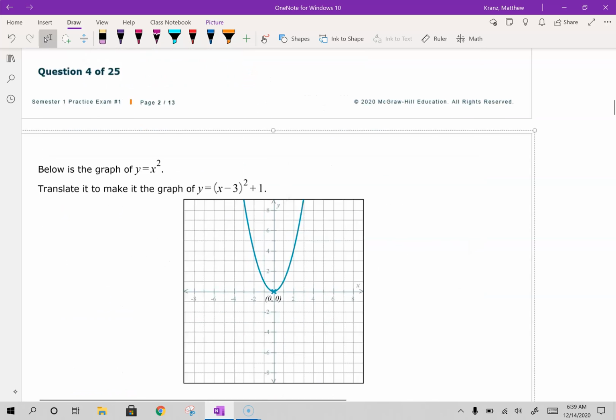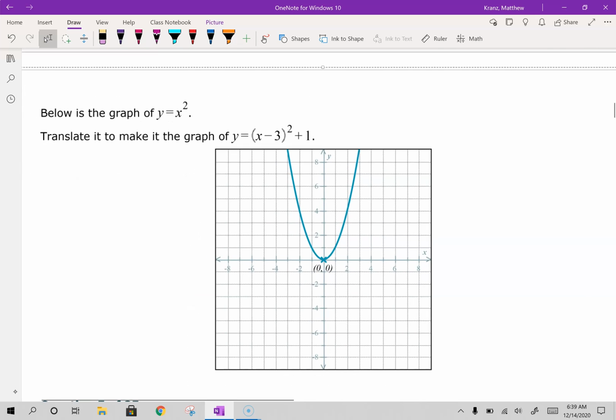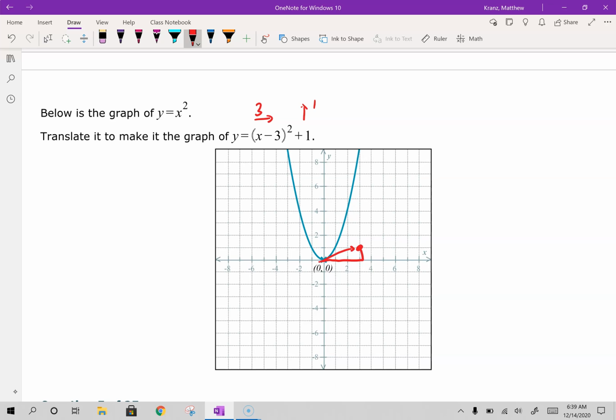Below is the graph. Translate it to make it the graph of this, right? So -3 just means 3 to the right. Plus 1 means 1 up. Remember, add to x, go left. So we're subtracting, so we go right. So I'm going to go 1, 2, 3 right, and up 1. So I'm just going to move this right to here. You can just pick it up and translate it in Alex, and it'll just go right there.